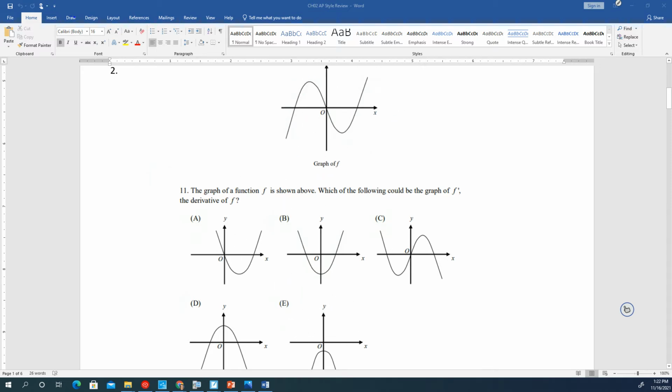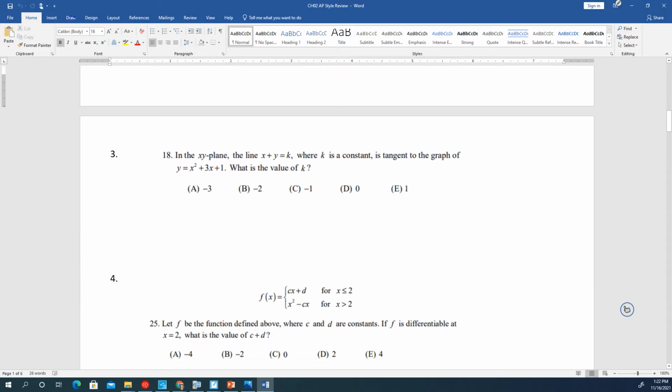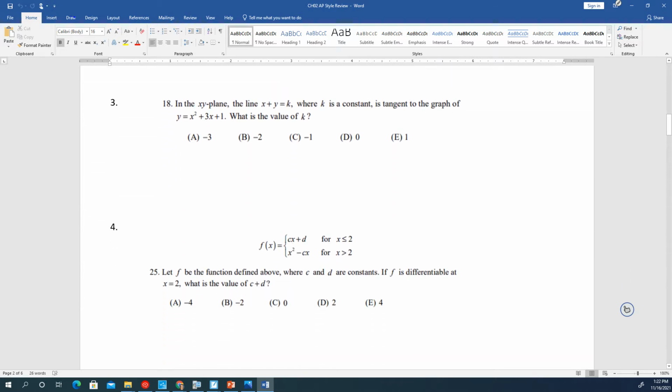Next one. Another no calculator. In the xy, just a normal coordinate plane, the line x plus y equals k, where k is a constant, is tangent to the graph of y equals x squared plus 3x plus 1. What is the value of k?